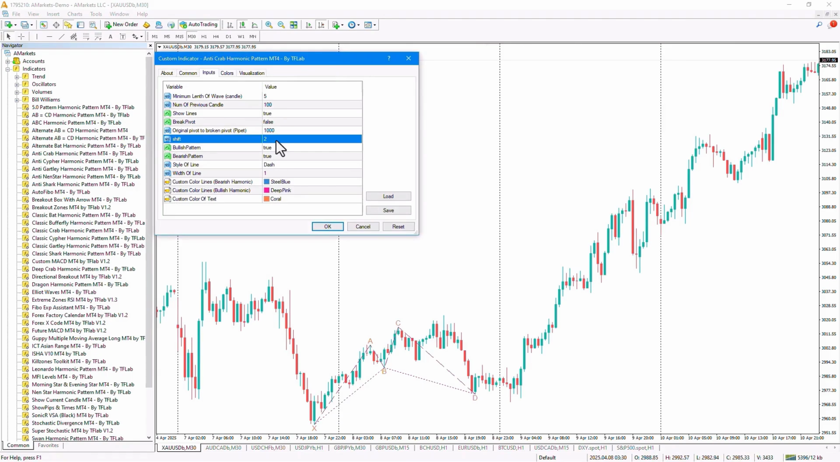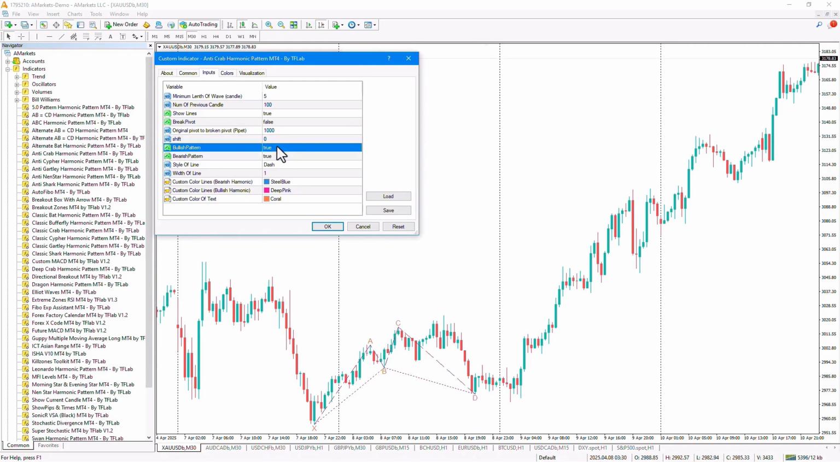In the next section, we can set the shift option, which is set to 2 by default. This means it moves forward by 2 candles and then analyzes the harmonic pattern. If I set this option to 0, it will analyze the pattern as soon as the candle closes and then display it for us. With this option, whatever value we set, it will move forward by that number of candles and look for identifying and analyzing the harmonic pattern.